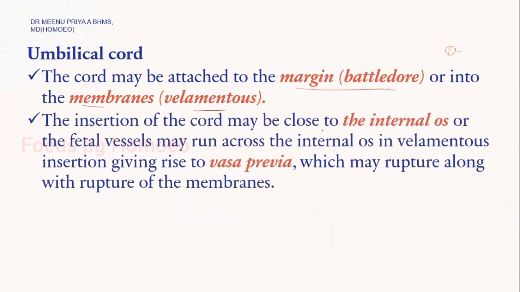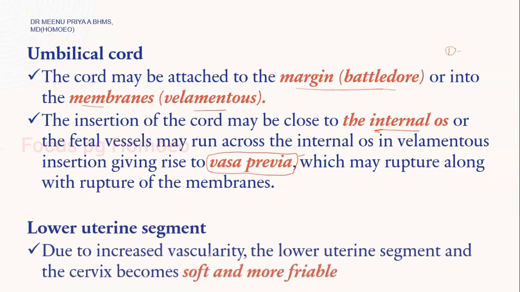And the insertion of the cord may be close to the internal os, or the fetal vessels may run across the internal os in velamentous insertion, giving rise to vasa previa. So there is a condition called vasa previa, that is the fetal vessels running close to the internal os. And what happens, the rupture can occur, along with the rupture of membranes. So that is called vasa previa. And lower uterine segment, what are the changes? Due to increased vascularity, the lower uterine segment and the cervix become soft and more friable.